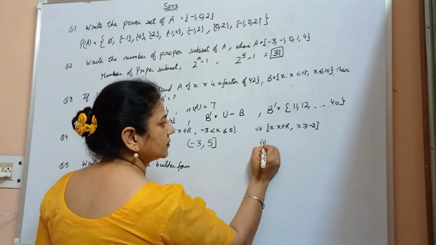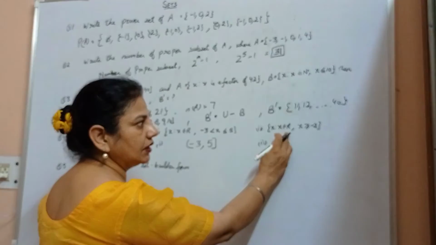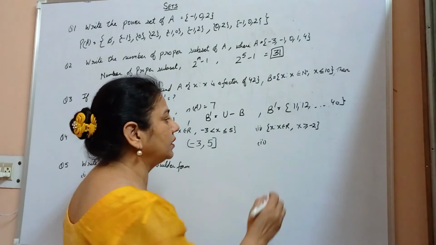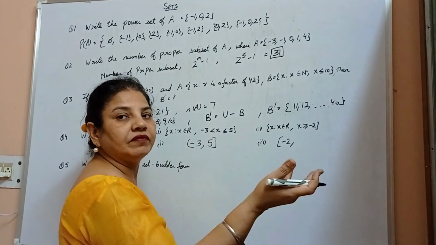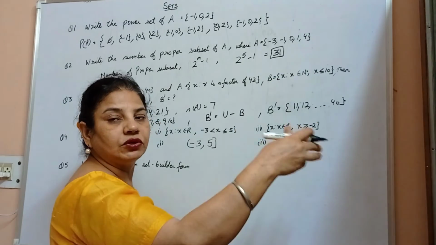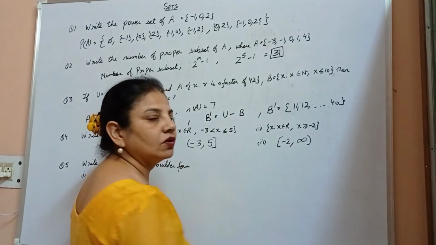Then next is X belongs to a real number, X is greater than or equal to minus 2. Minus 2 is also included, so I will write minus 2 in a closed bracket. And the rest, we don't know where we have to end. It goes on to infinity: minus 2, minus 1, 0, 1, 2 on the positive side. So it will give me positive infinity, with an open bracket.